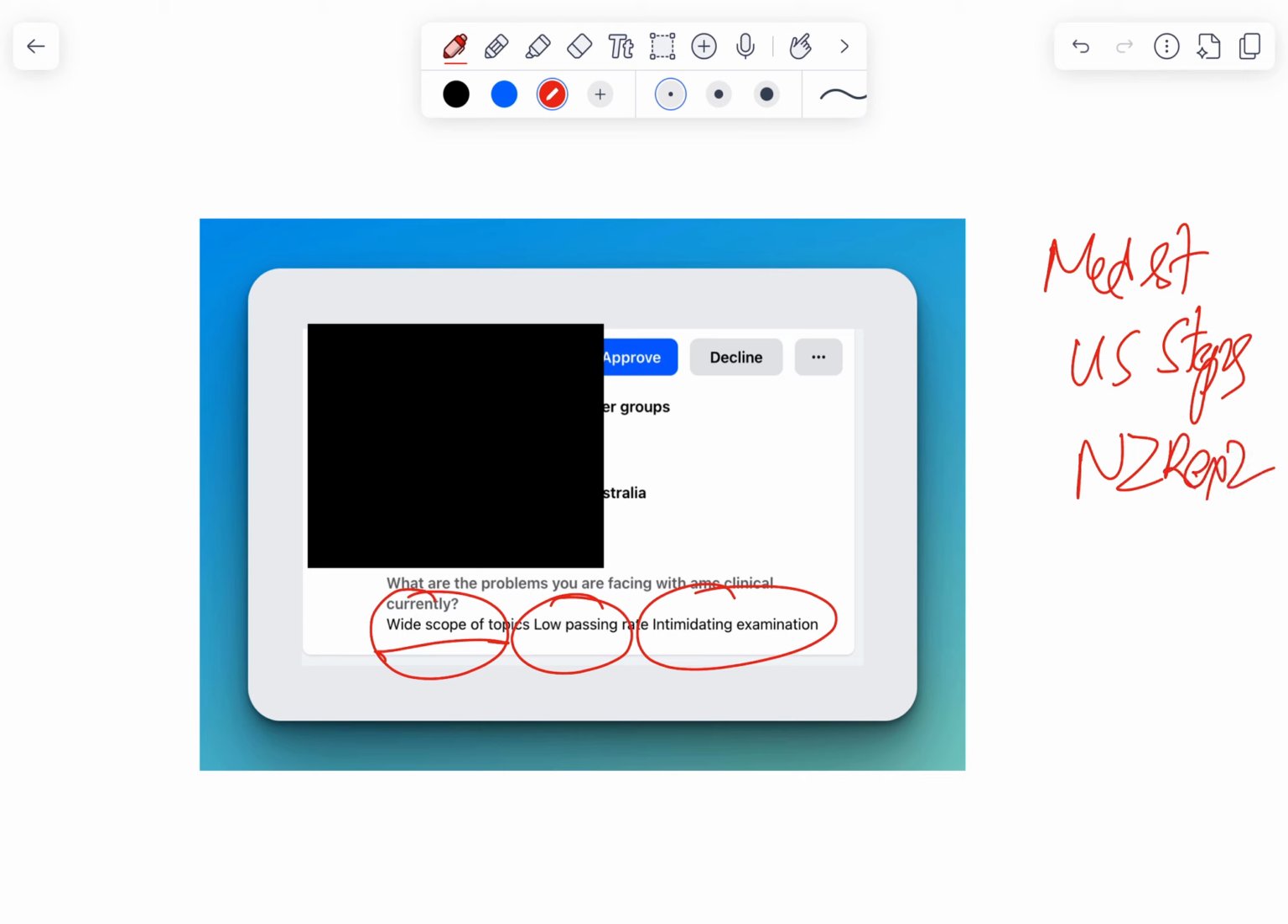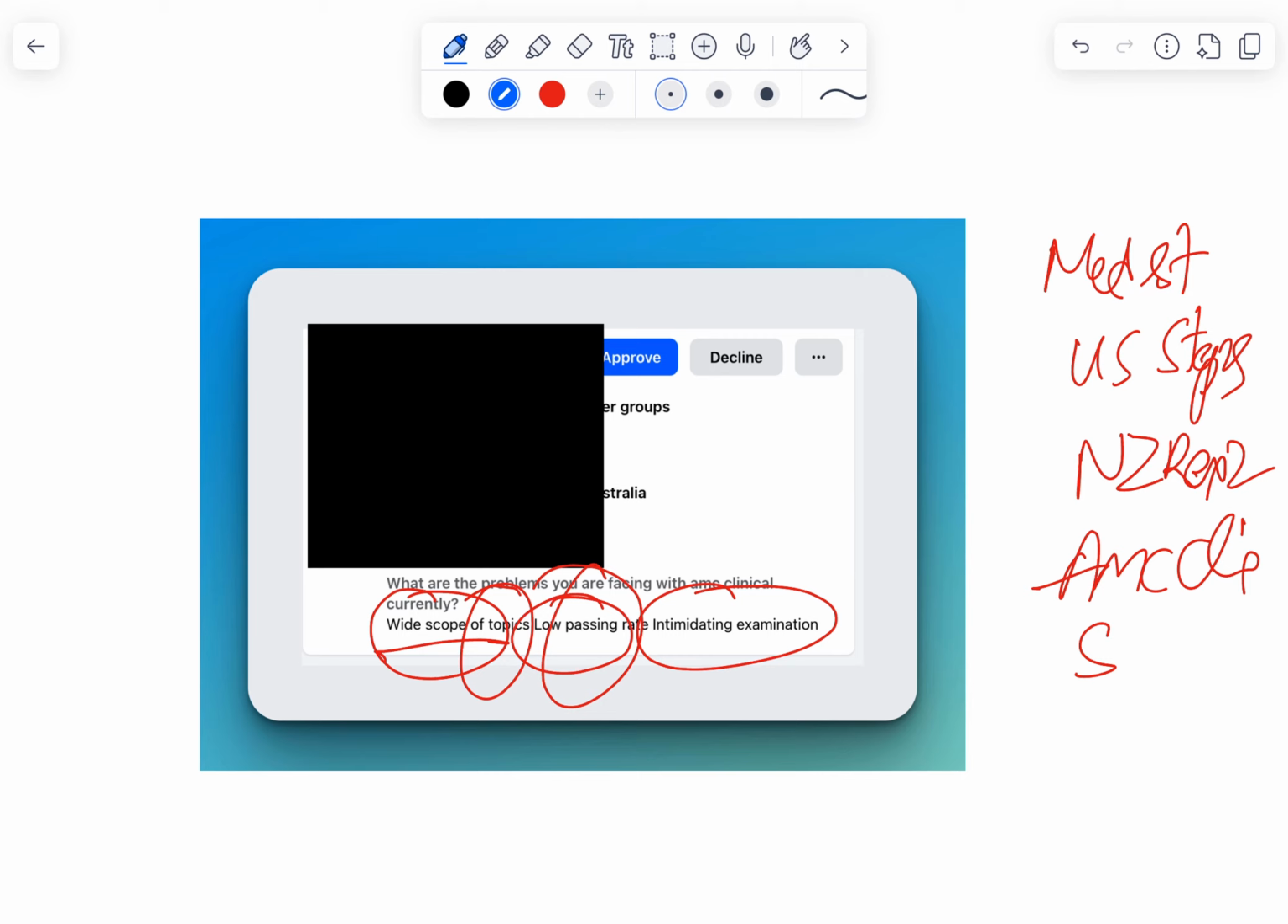2 or AMC Clinical or Canada clinical exam, any exam, these are the same problems. Unfortunately, the topics are the same, the passing rate is the same, and they are intimidating because when you pass these exams, you are actually going to see real people.